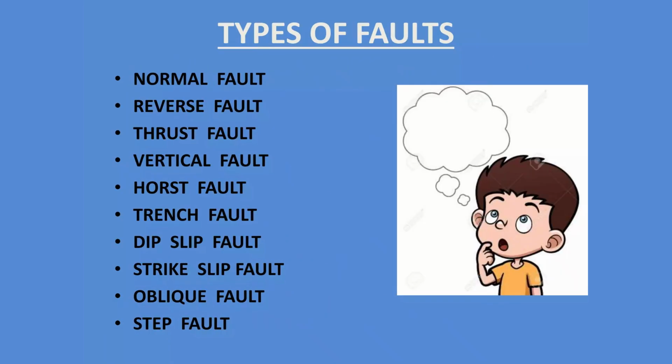So what are the different types of fault? Today we will discuss the normal fault, reverse fault, thrust fault, vertical fault, what is horst and graben, what is dip slip fault and strike slip fault, what is the difference between strike slip and dip slip fault, oblique slip fault, then step fault.